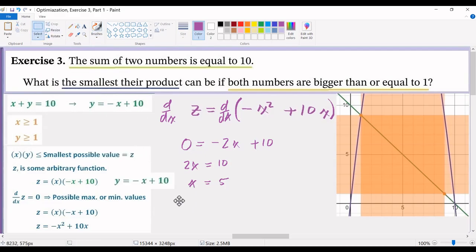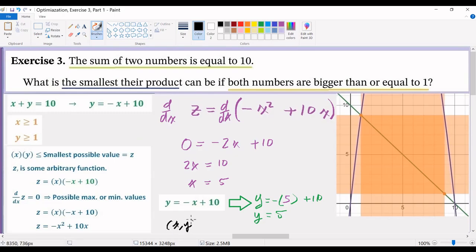Remember above that we have y is equal to negative x plus 10. We'll substitute in the value of x and solve for y. So we'll have y is equal to negative 5 plus 10. And then we'll have y is equal to 5. So this lets us know our next possible solution, x comma y, will be 5 comma 5.